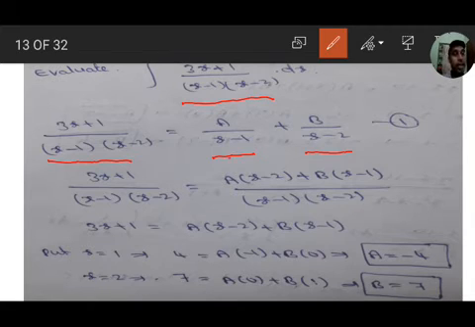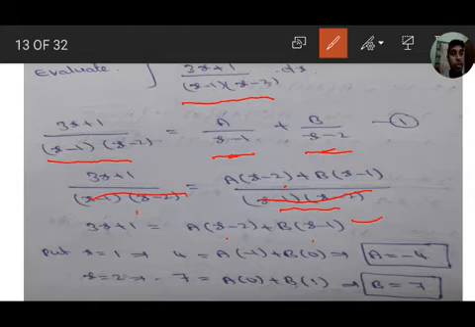Therefore the LCM is (x minus 1) into (x minus 2). So (3x plus 1) by (x minus 1) into (x minus 2) equal to [a into (x minus 2) plus b into (x minus 1)] by (x minus 1) into (x minus 2). The denominator is cancelled out: 3x plus 1 equal to a into (x minus 2) plus b into (x minus 1). To get the a value, put x equal to 1, b becomes 0. To get the b value, put x equal to 2, a becomes 0.